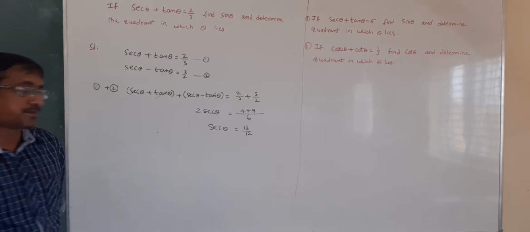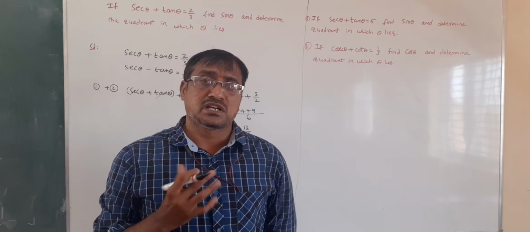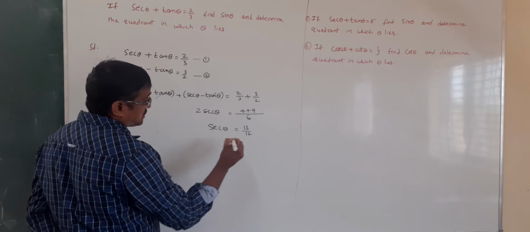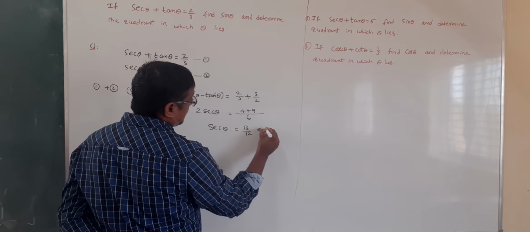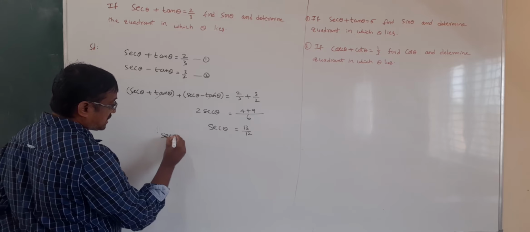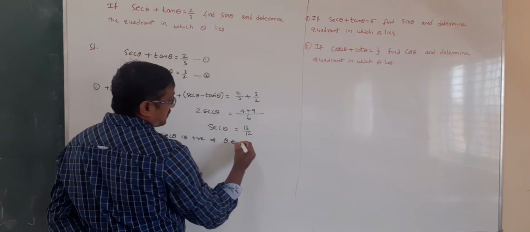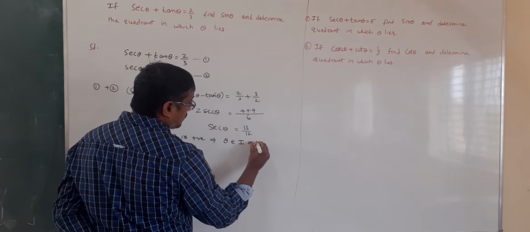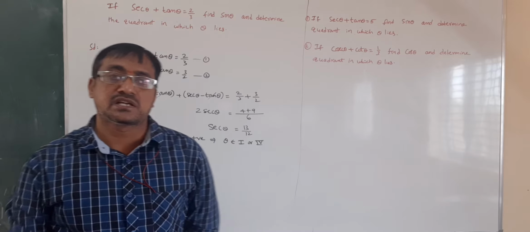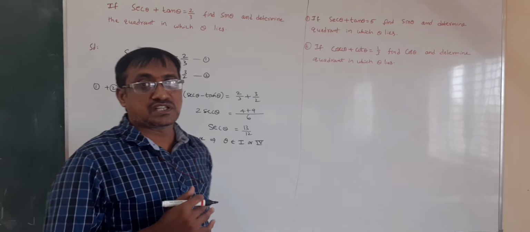That is secant theta. Now you have secant theta is positive. Think about the quadrants in which secant theta is positive. That means theta belongs to the first quadrant or fourth quadrant. So those are the quadrants in which secant theta is positive. Now they have asked for only one quadrant in which theta lies.